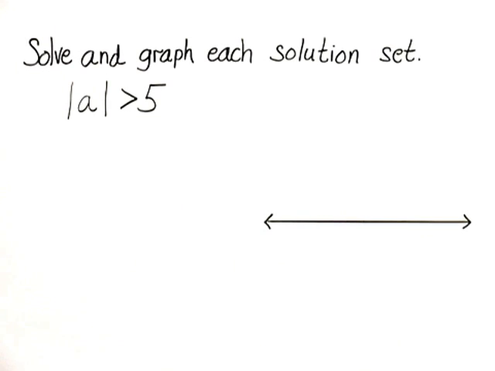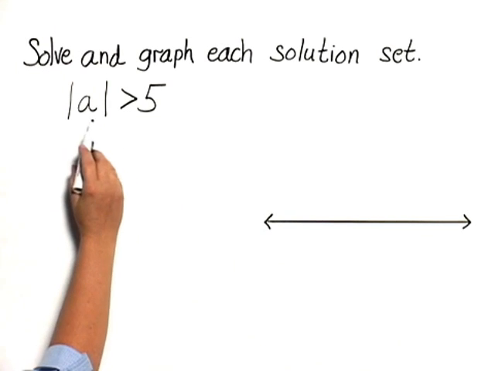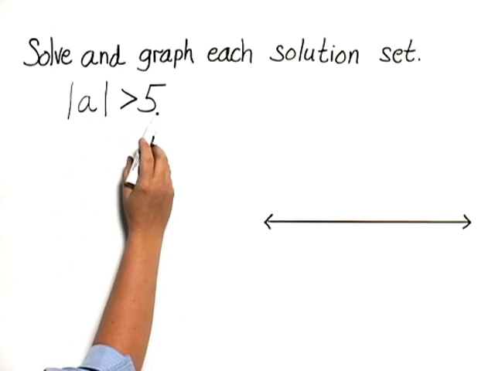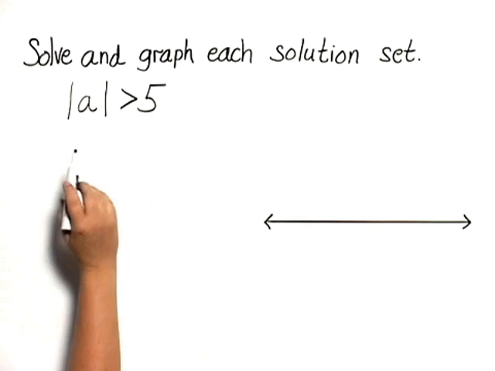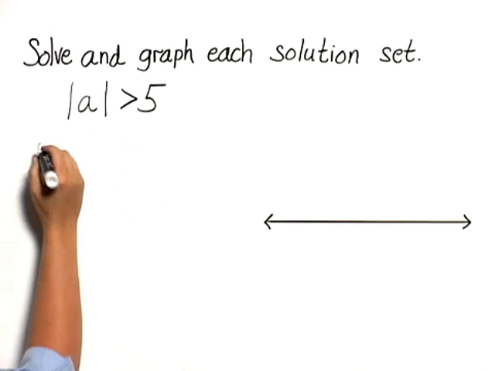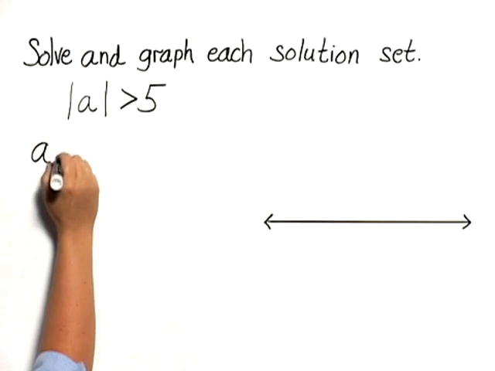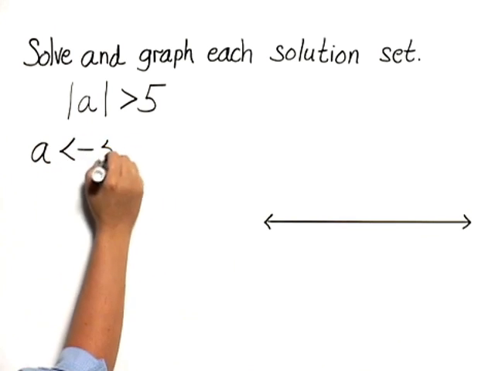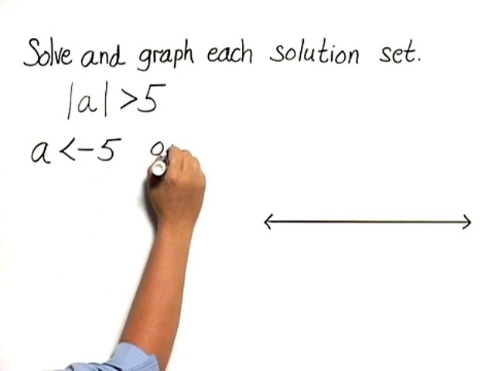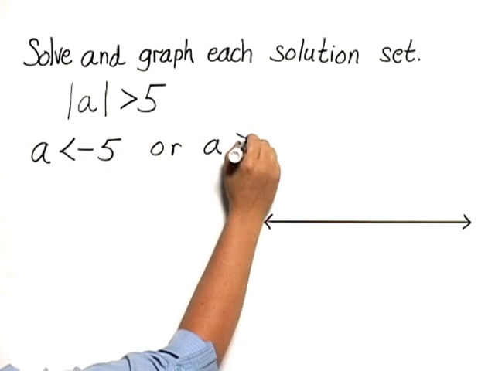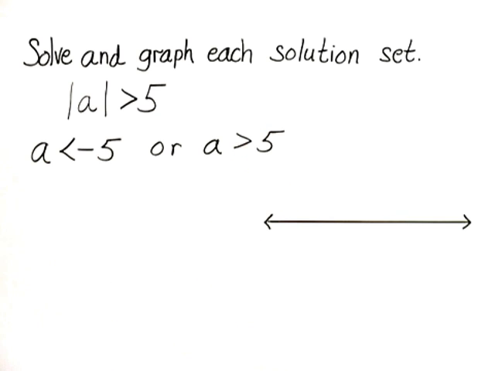Solve and graph each solution set. We have the absolute value of a is greater than 5. If the absolute value of a is greater than 5, then a must be less than negative 5, or a must be greater than 5.